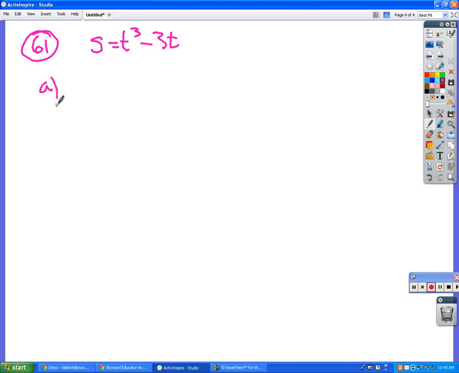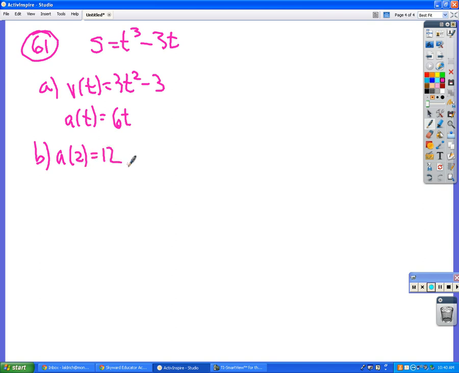Okay. So that's for part A. If you want the velocity, you take the derivative of the position. So that's 3t squared minus 3. And if you want the acceleration, you take the derivative of the velocity. So that's 6t. Okay, so then if you want to find the acceleration after 2 seconds, you plug in 2, and you get an acceleration of 12 feet per second per second.